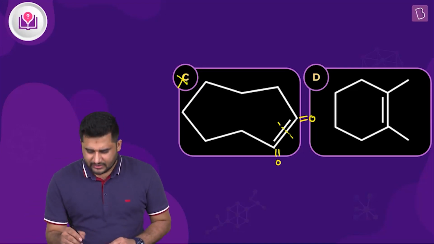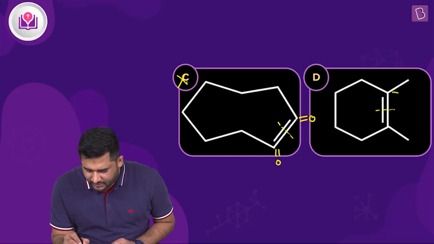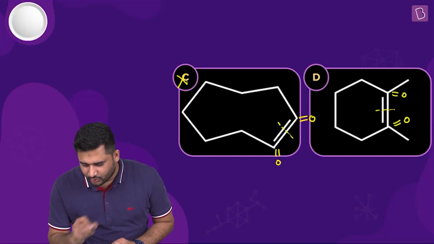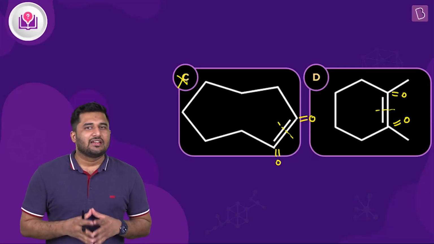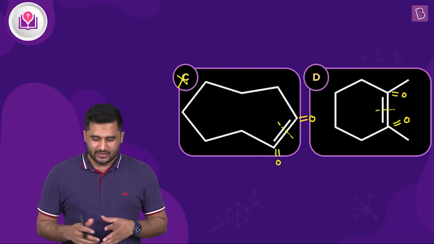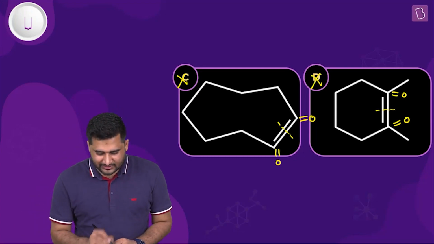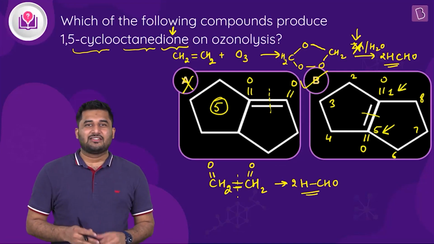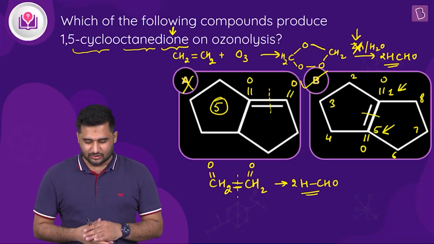Moving to option D, now you are breaking it from here and you are adding double bond O here and double bond O here. Again you can see there is no ring in the final product. So obviously this also cannot be the answer. So clearly you can see that the right answer to this question is option B.